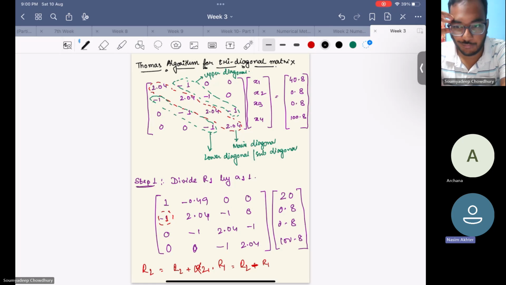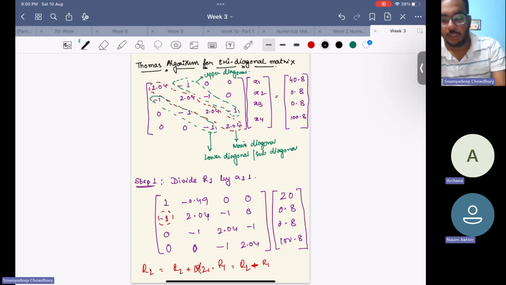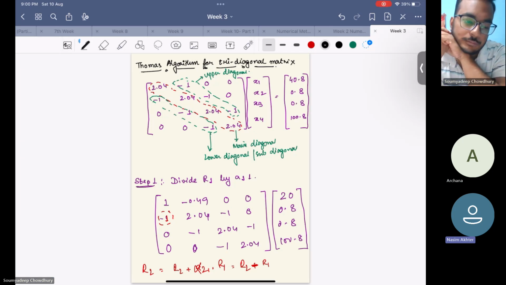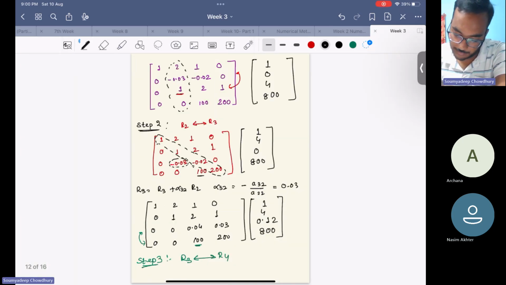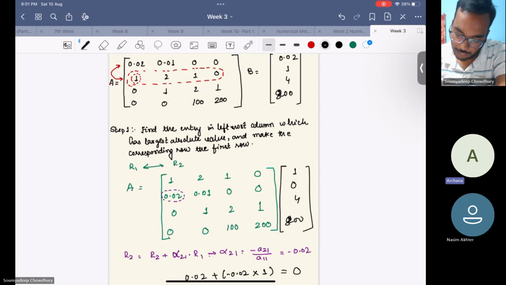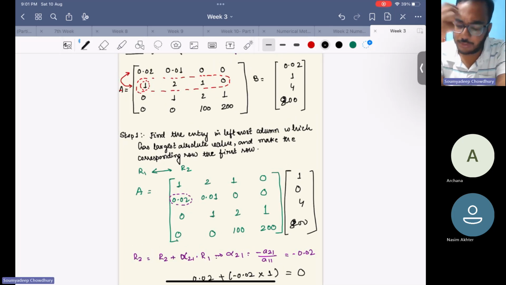Any other doubts? Any questions? Archana, is it fine? Yes, sir. One more question: the previous method, partial pivoting, is it also for 4x4 matrix and higher? Partial pivoting, just a second. It can be done for 3 by 3 also, I suppose. Okay.